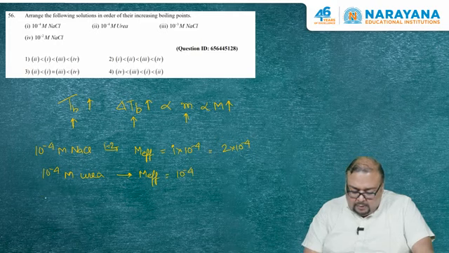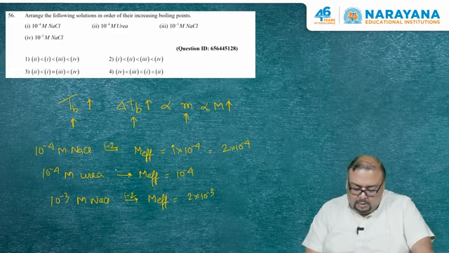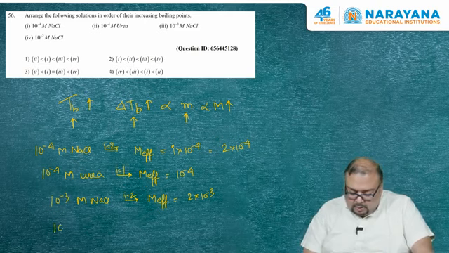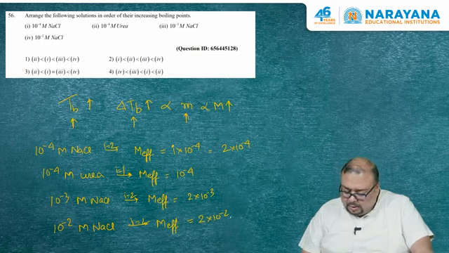In option 3, you have 10 to the power minus 3 molar NaCl. Again for this, M effective will be 2 into 10 to the power minus 3 because the i value is equal to 2. In this case, the i value is equal to 1. In the last case, which is 10 to the power minus 2 molar NaCl, again the i value is equal to 2. So the effective molarity will be 2 into 10 to the power minus 2. So in the fourth option, the concentration is highest.